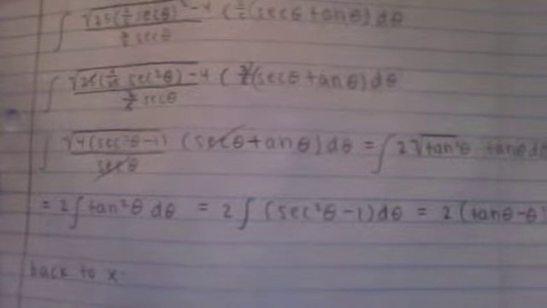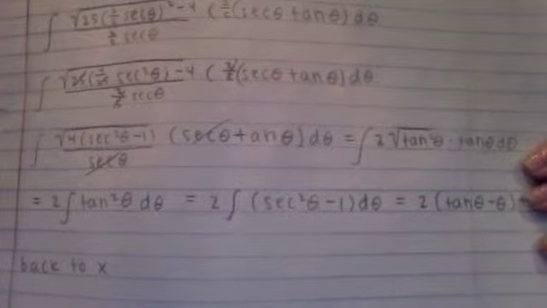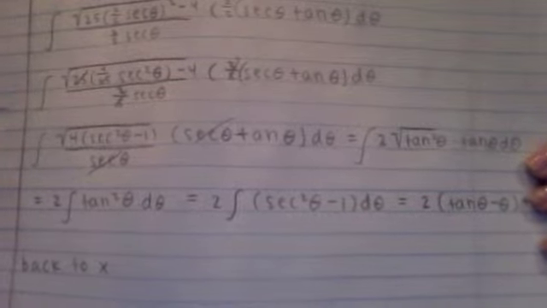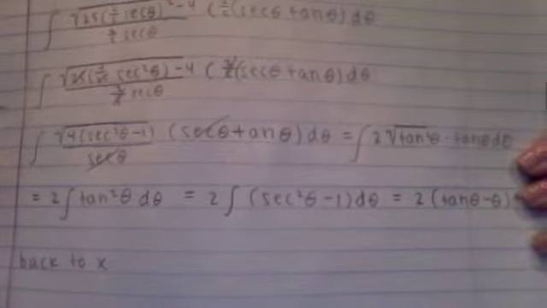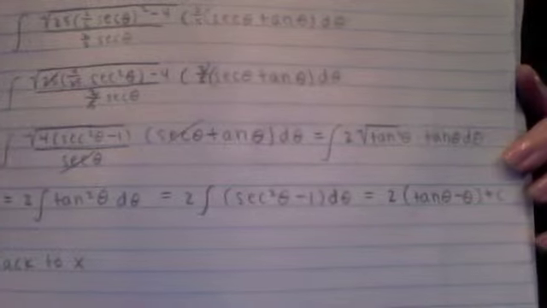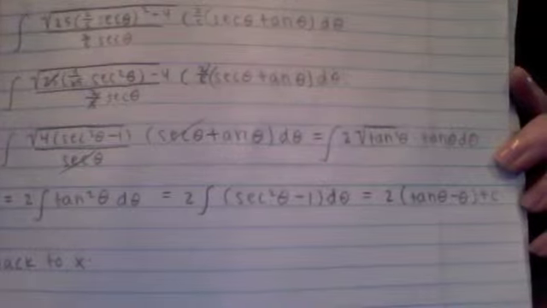So you move the 2 from inside the integral to outside the integral, and you take the square root of tan squared theta, and that's just tan, and you multiply that by tan, and so we get 2 times the integral of tan squared theta d theta. And then we're going to go back to our identities and substitute secant squared theta minus 1 back for tan squared theta. And that makes this much more integrable, and we get 2 times tan theta minus theta plus c.